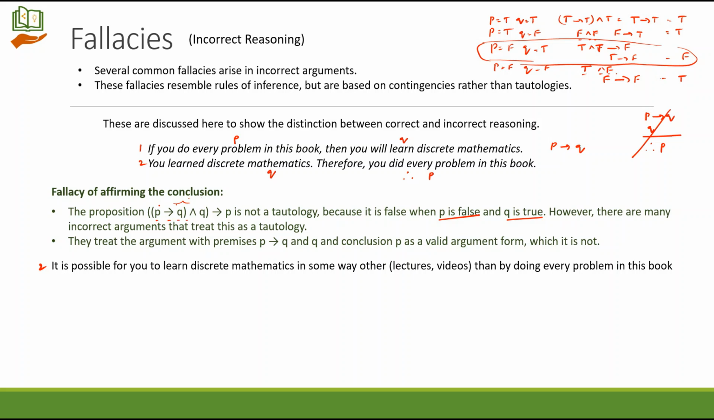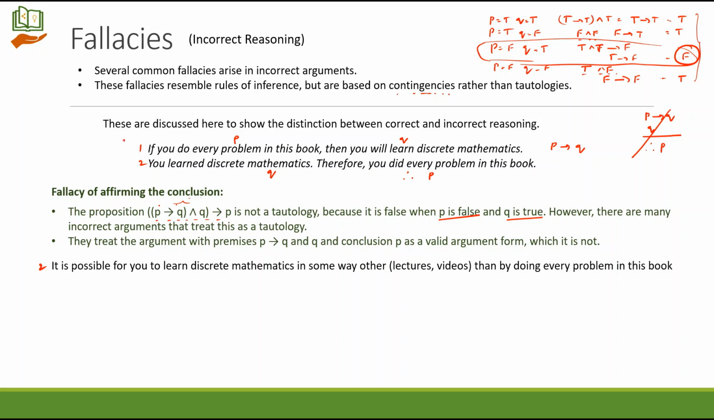This particular proposition is not a tautology because it has a false value when P has a false value and Q has a true value. So based on this, we are confirming that it is a contingency and not a tautology. Tautology means you should end up with true everywhere. But that's not the case. However, there are many incorrect arguments stating that it is a tautology. But in fact, this is not a tautology.